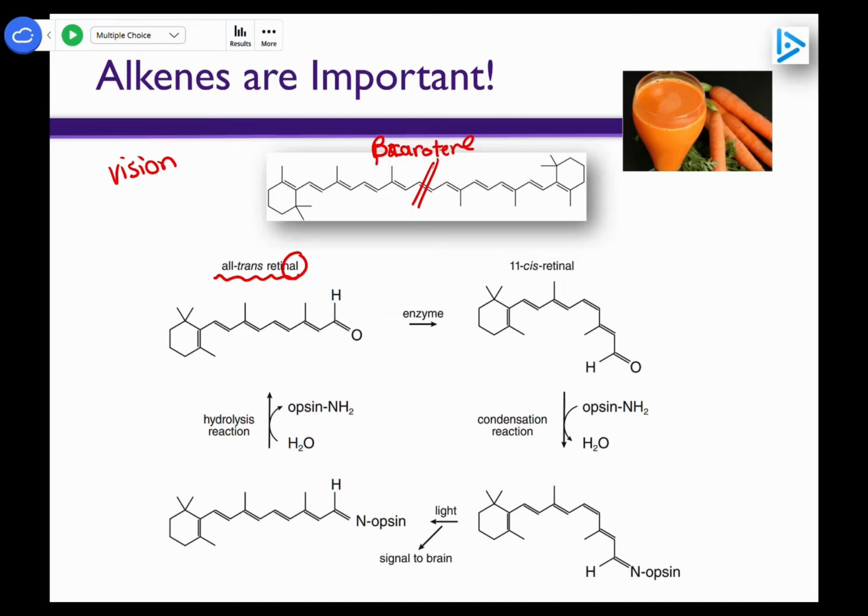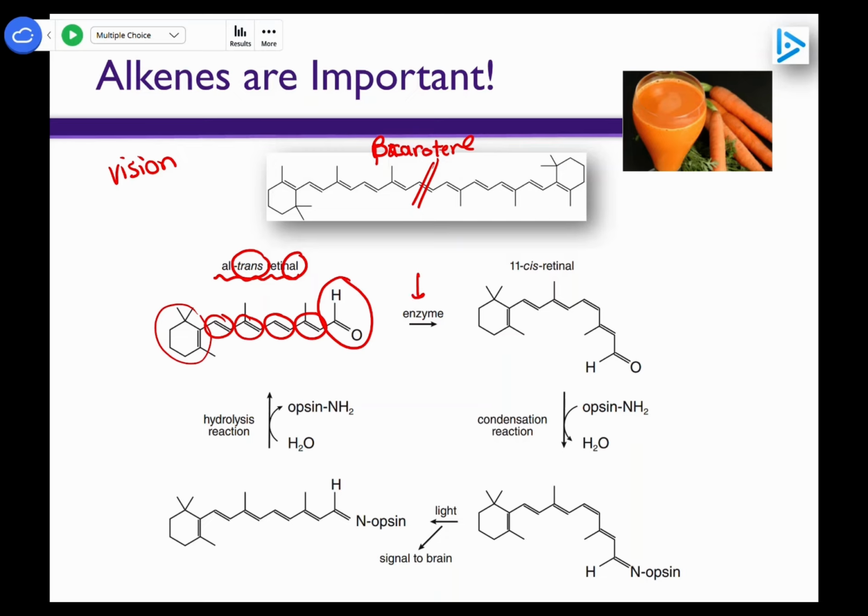When you see that "al", you'll see it has an aldehyde. That's how we know what functional group it has. Other interesting functional groups are that it has a lot of double bonds, and you'll see that these double bonds are in trans positions. They're on opposite sides where that carbon chain continues. And we have a cycloalkene over on the left-hand side. Now, this molecule is in your eyeball, and it is essential for vision.